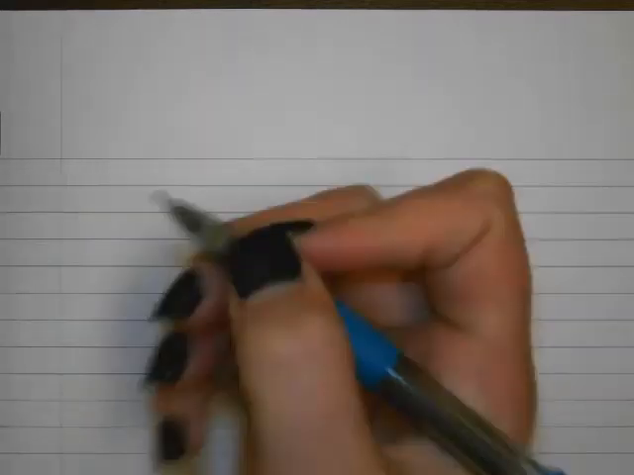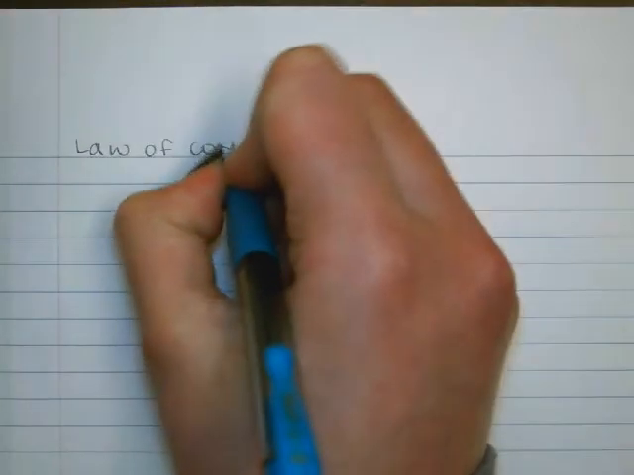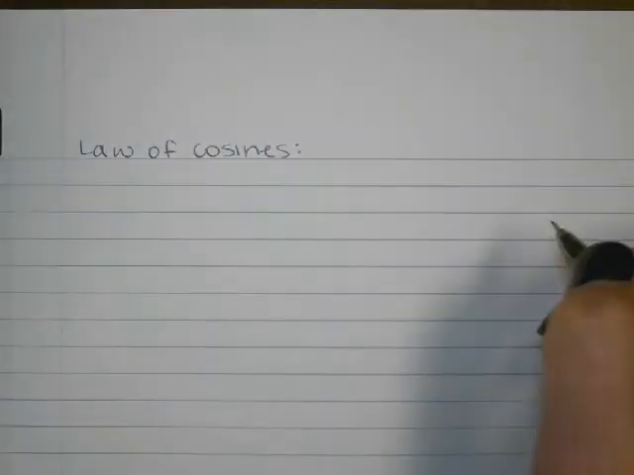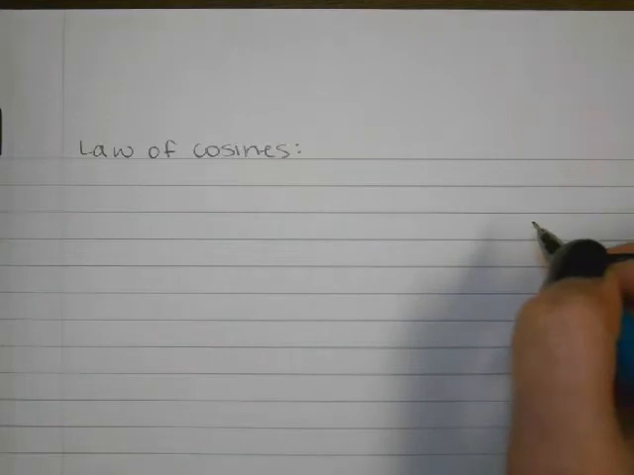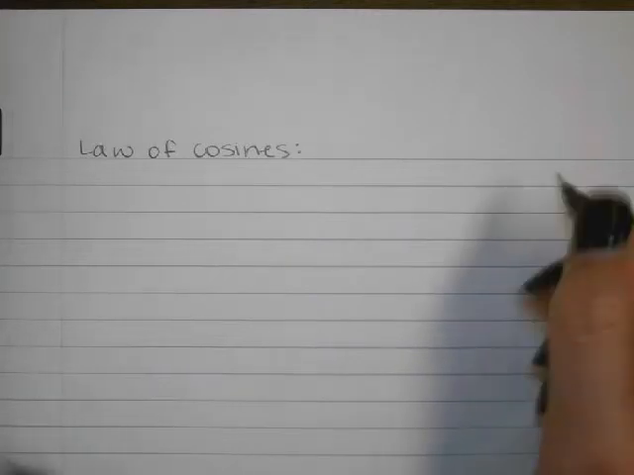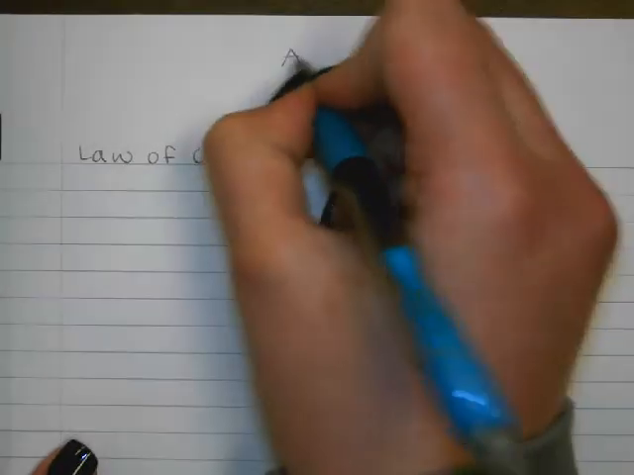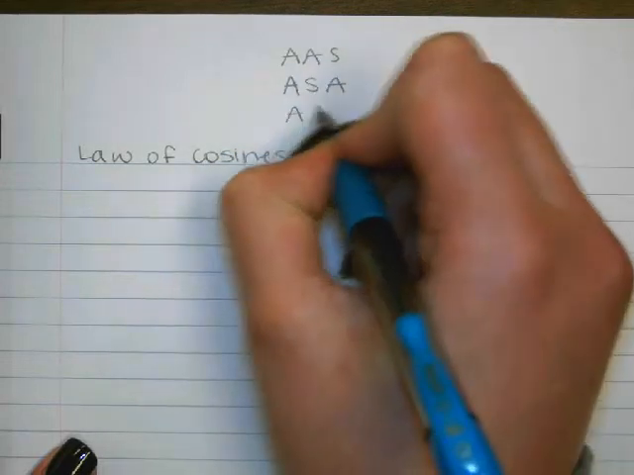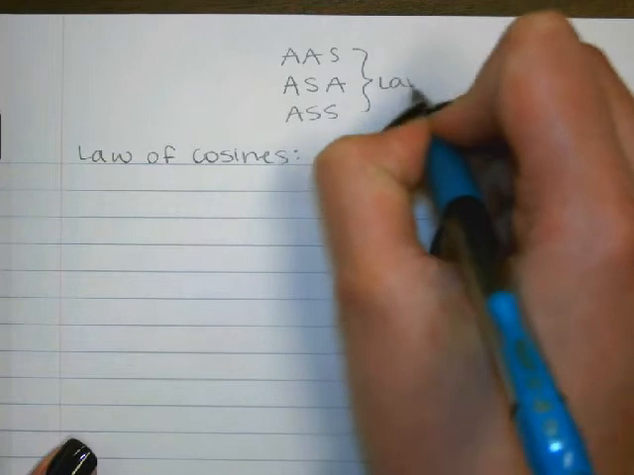All right, so this video is on the law of cosines. The law of cosines is used to solve for sides and angles that are missing in triangles where different pieces of information are given to us as compared with law of sines. If you recall, law of sines was when they gave you angle, angle, side, or angle, side, angle, or angle, side, side. That was all law of sines.